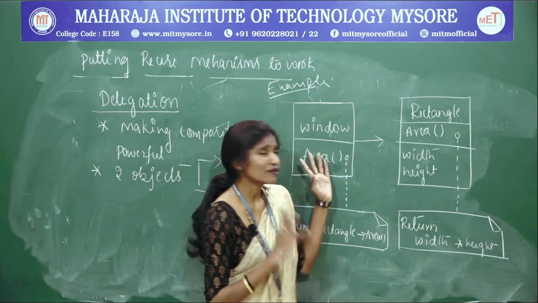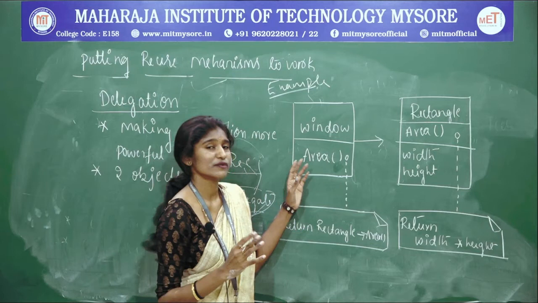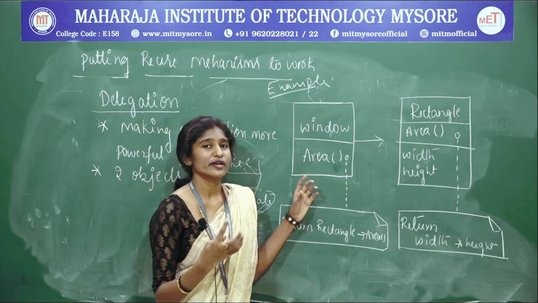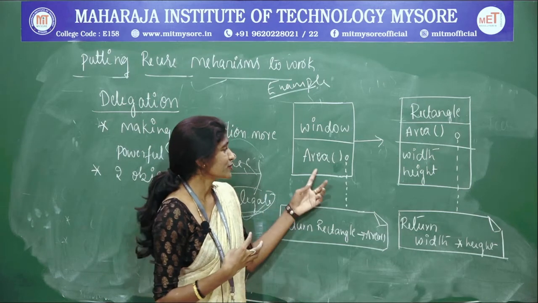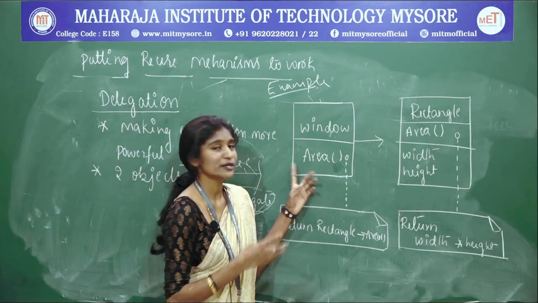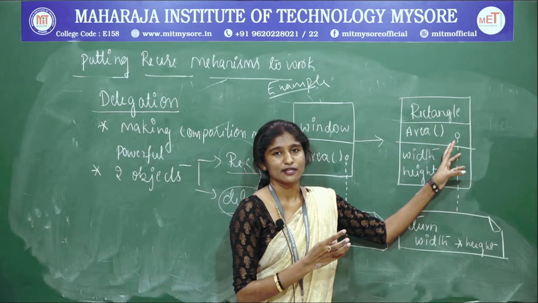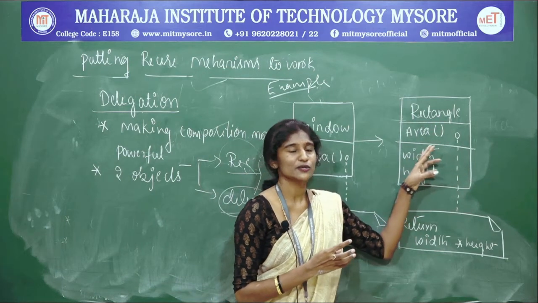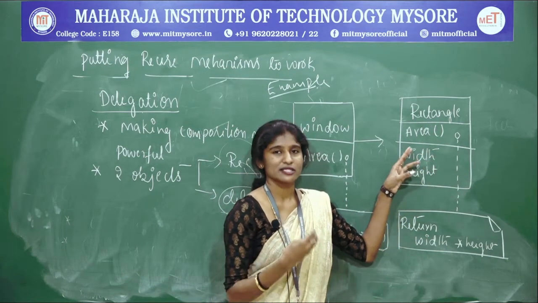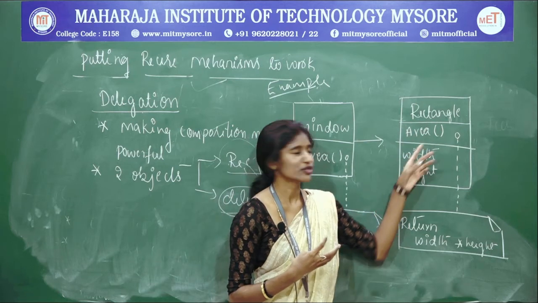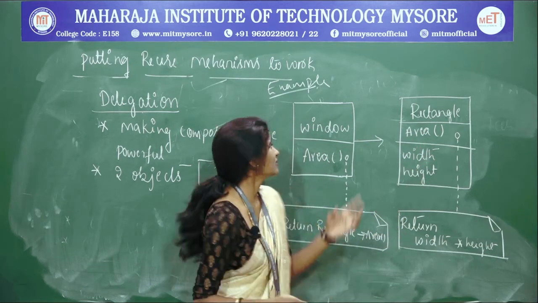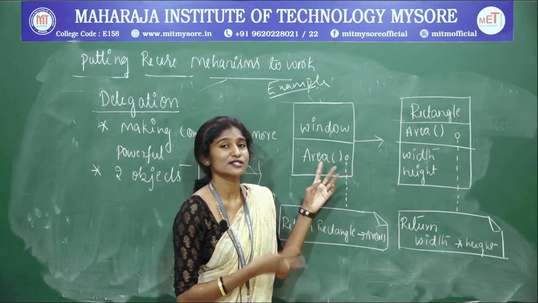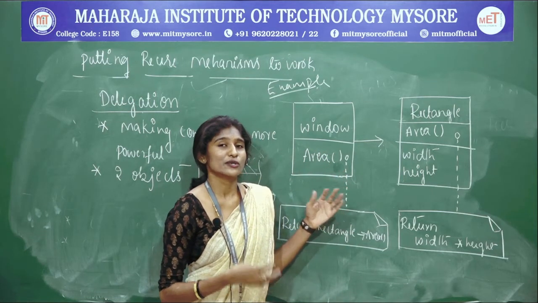So here, whenever the work comes to a window, for example a window width or calculating the area, what it is going to do is the window class is going to delegate the work to a rectangle. So automatically the rectangle is going to perform the area operation using the width and the height. That can be contained within the window itself. So that is how the delegation is going to work.